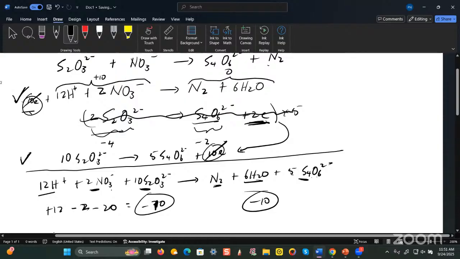And then we move to the next step. Okay, so it's just to make those electrons cancel out. Right, and that is true, as I said before, for all redox reactions. The number of electrons lost must be equal to the number of electrons gained, always. All right? Okay, any other questions about this?